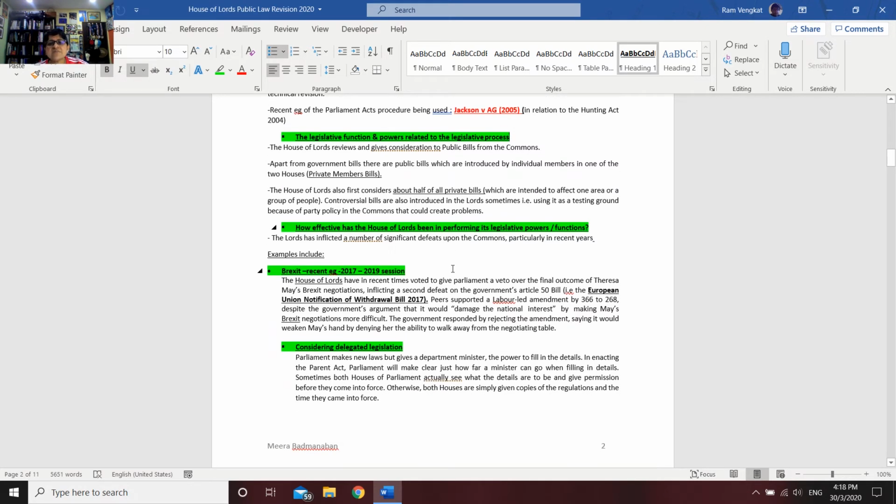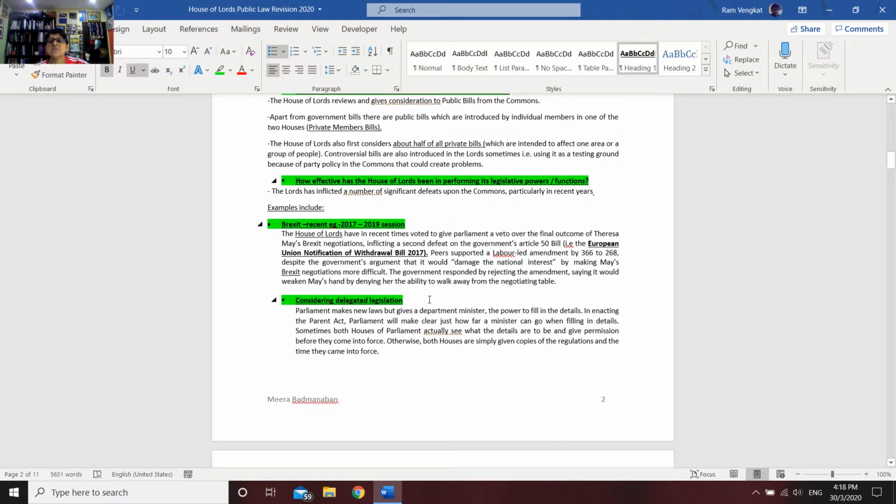Next, how effective have they been in doing this work? Why is it that we say that they are essential? Now, the reason being, the House of Lords is a revising chamber for bills. Many examples of where they have played an important part in the content and the amendment, the revision of provisions of bills must be discussed.